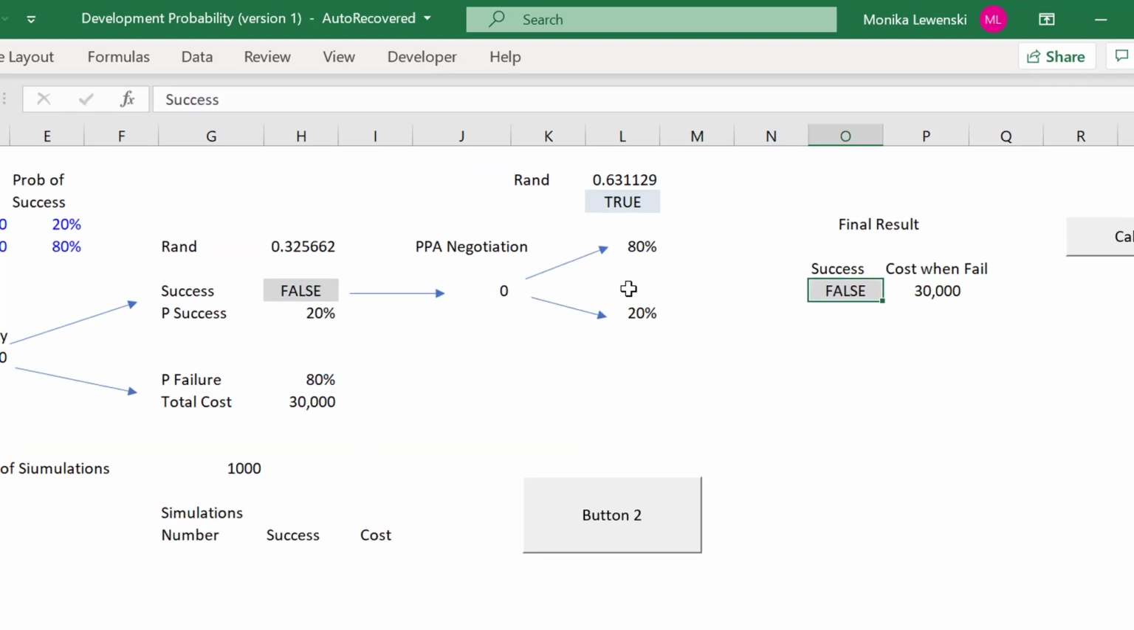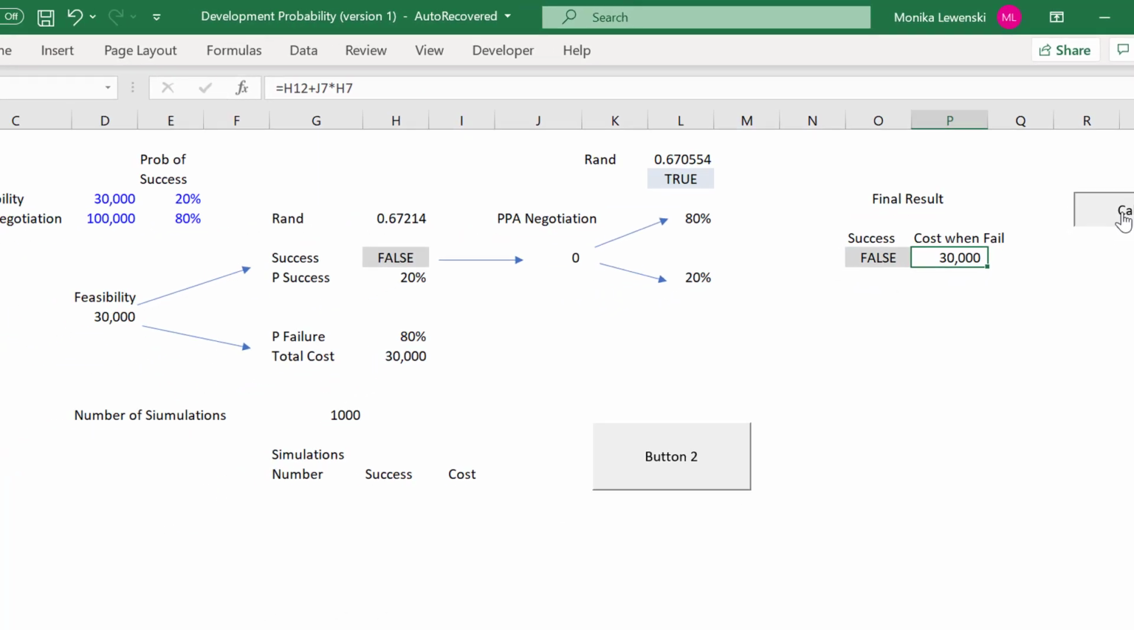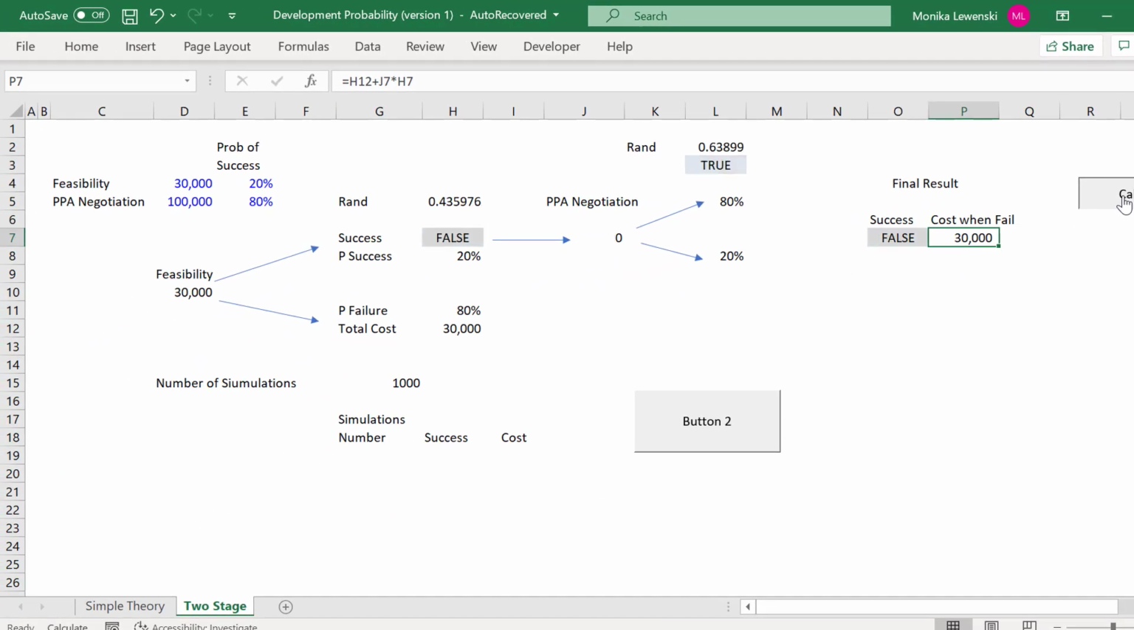We only care about these two numbers. When I put this little calculate, we care about what our cost will be, and sometimes our cost when we fail was 130,000. Sometimes we succeed, and sometimes we fail. So this is our, I'll call this result.